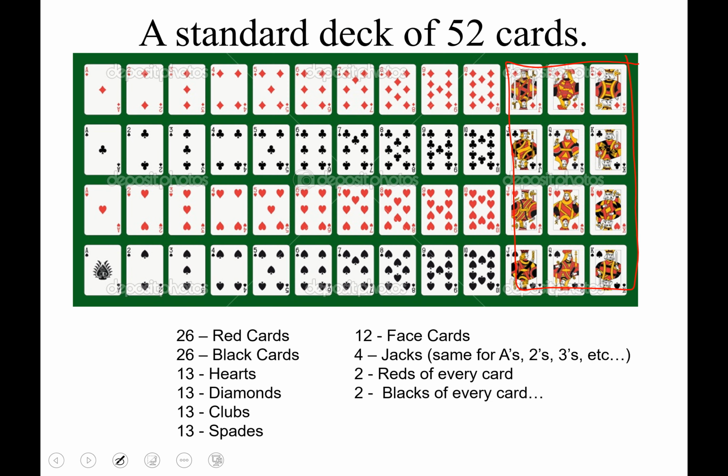Okay, so a deck of cards is a nice tool for learning how to apply these statistical rules. So do make sure you know how the deck is composed, and you can refer back to this slide if you need to.